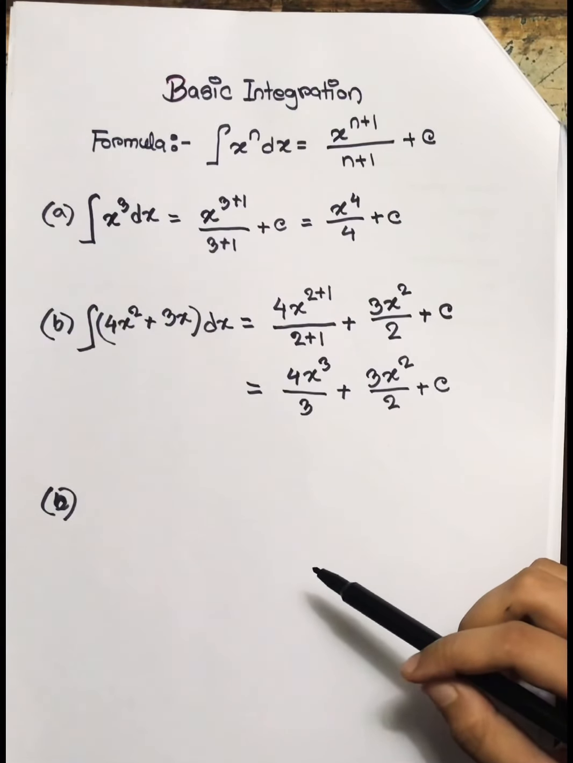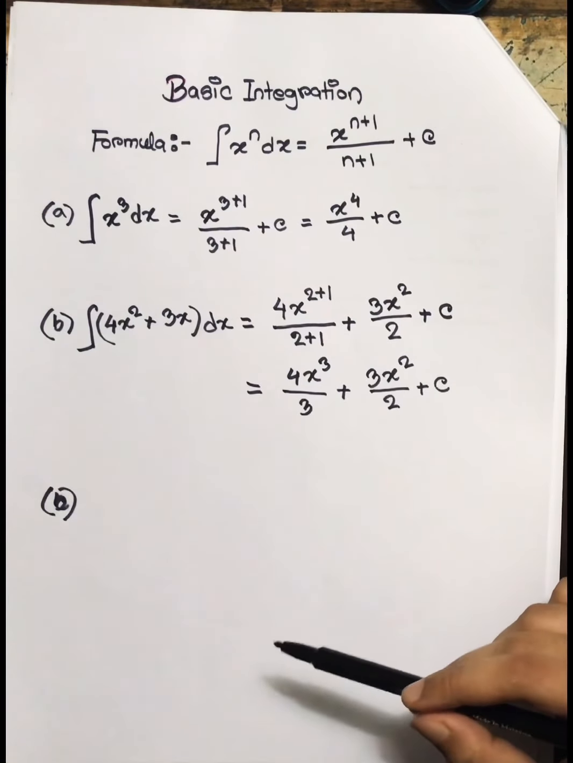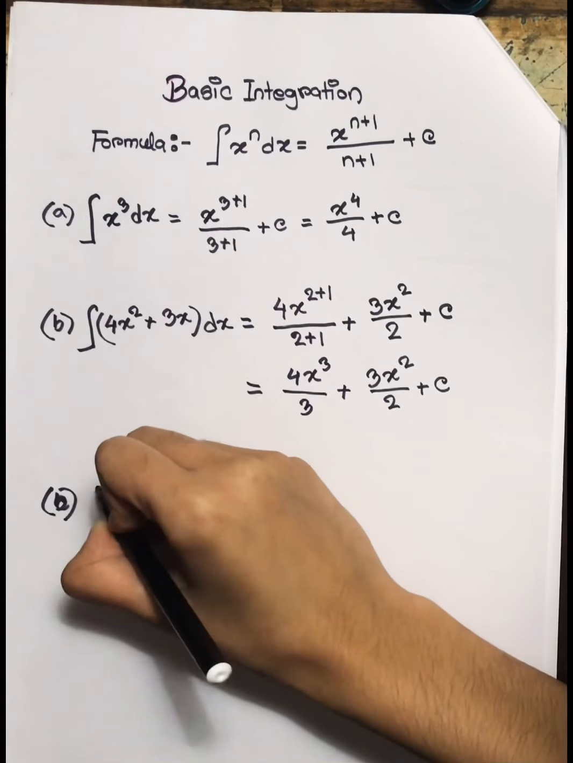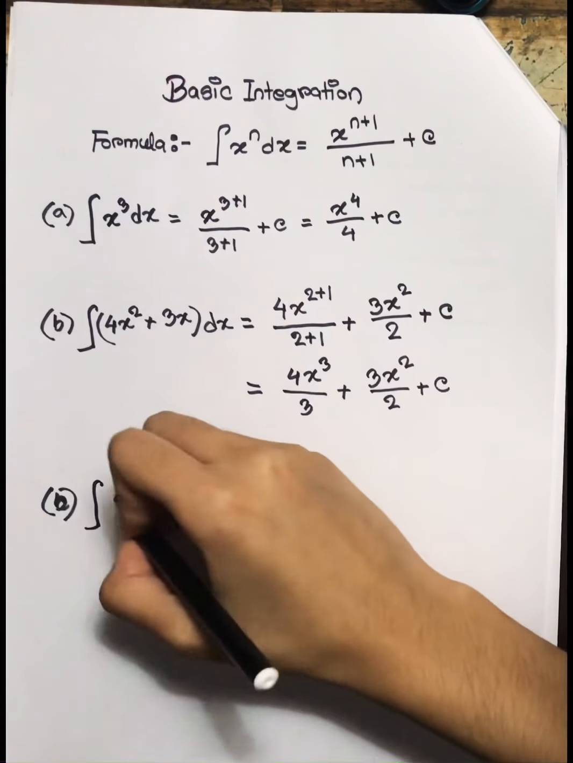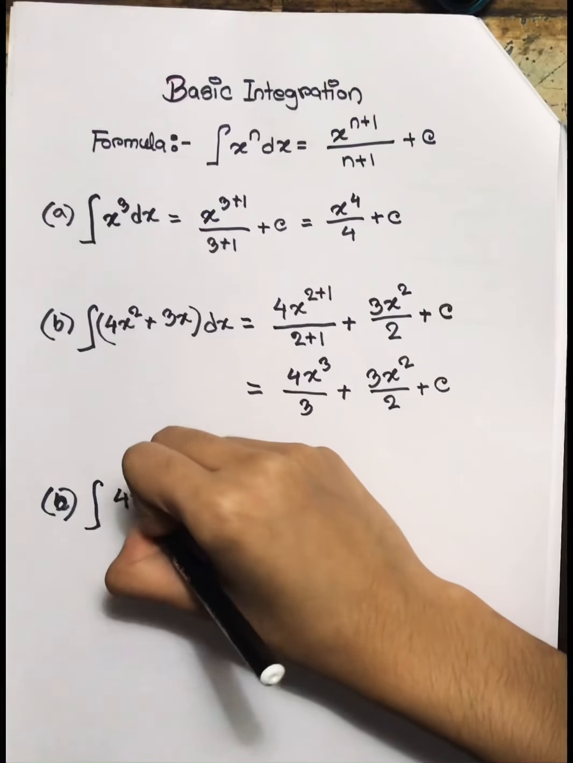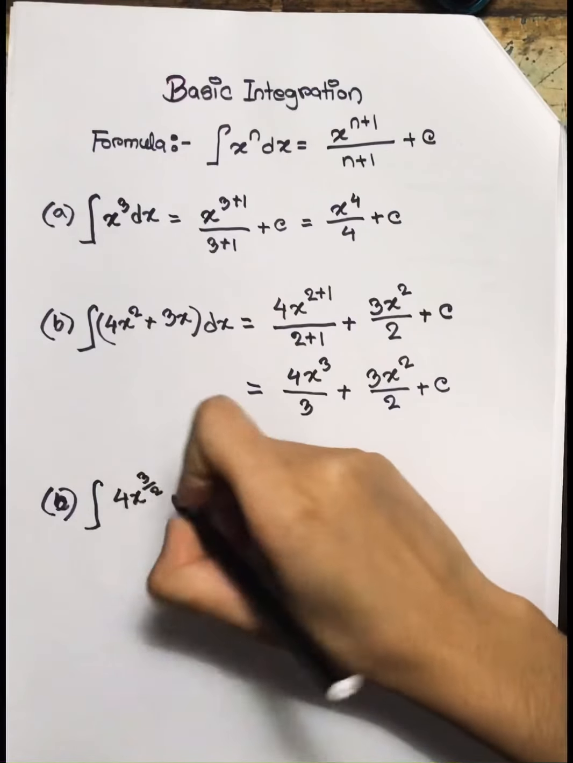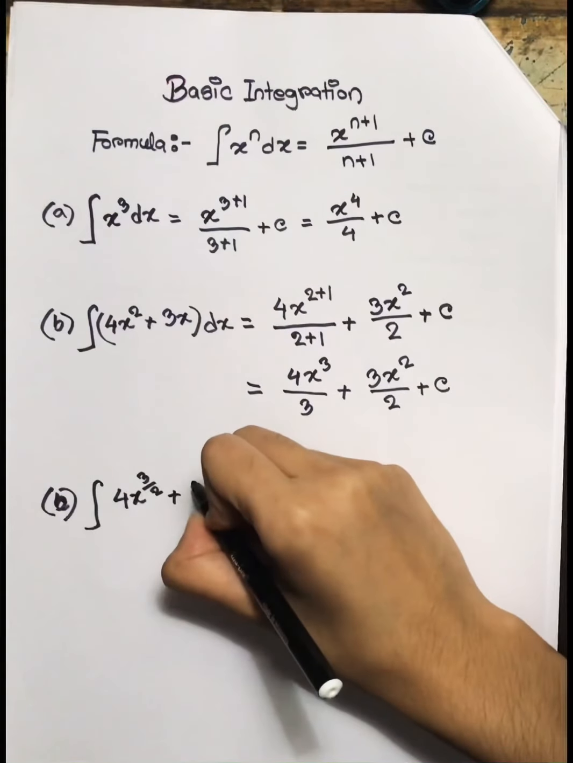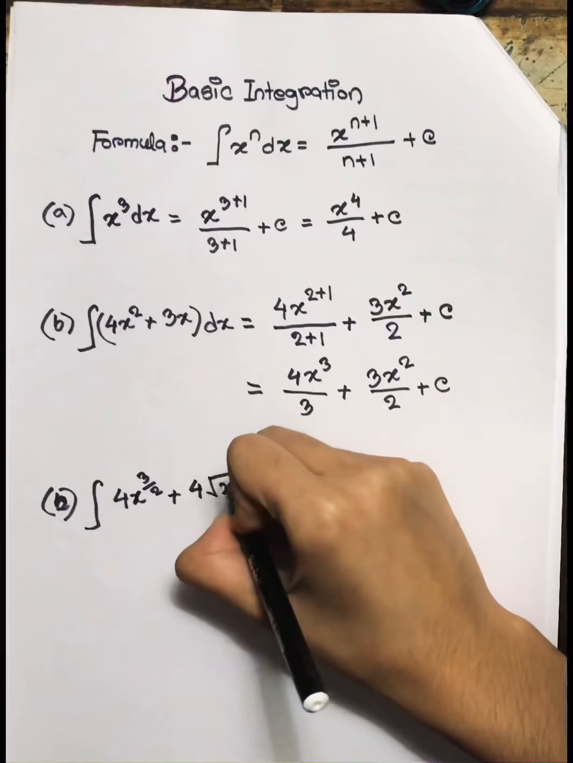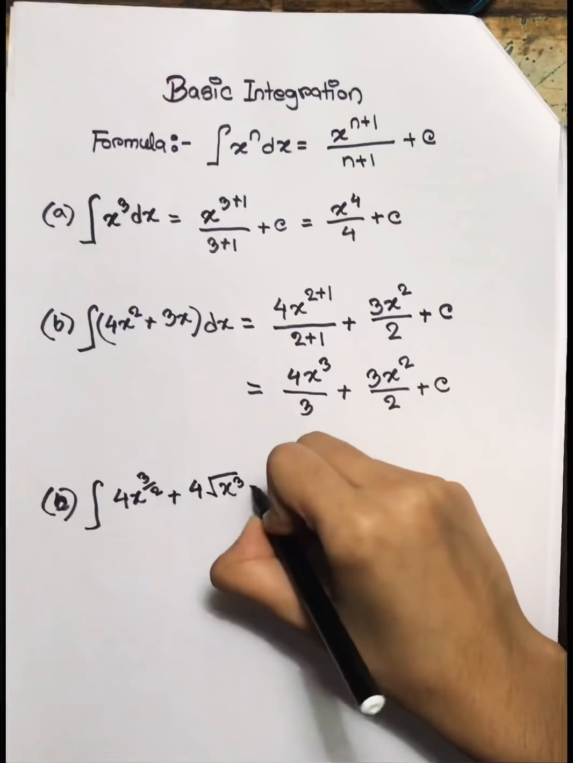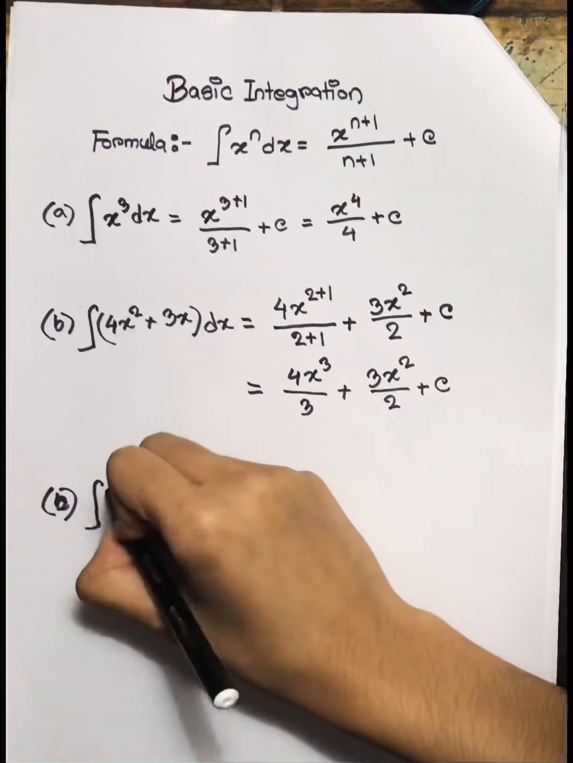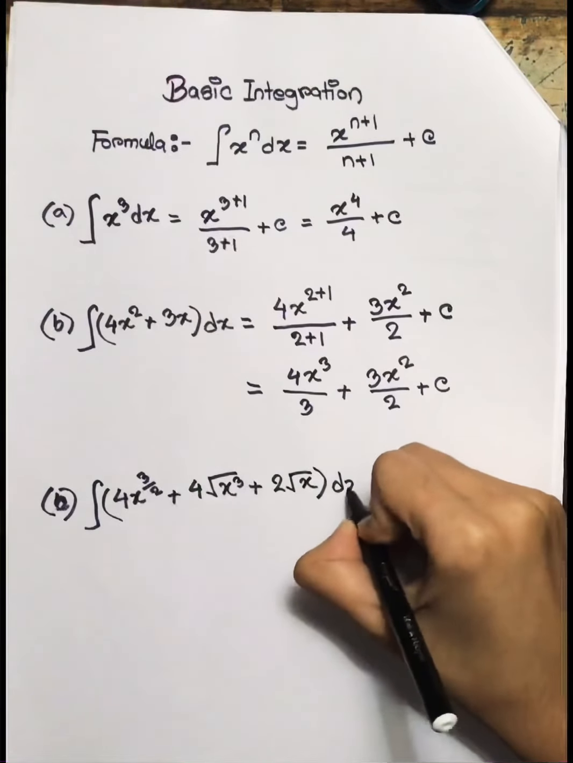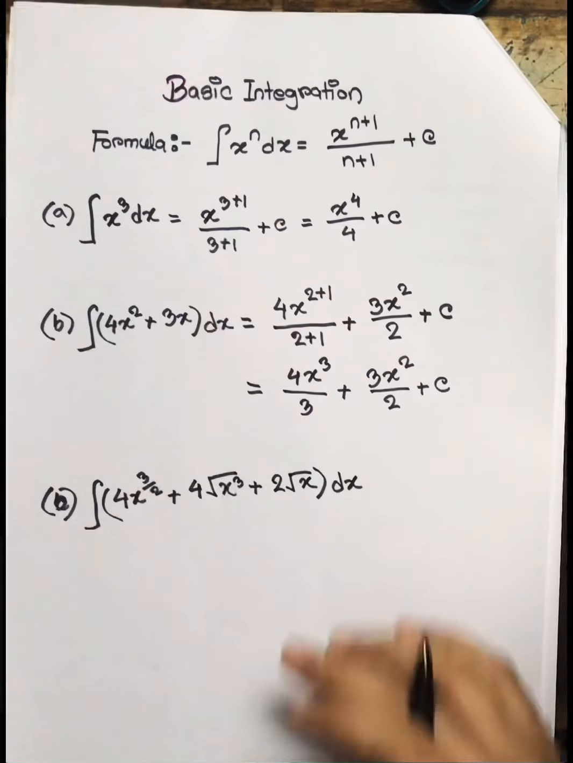So now let us see another example, and now we are going to use a fractional power and let's see what happens. Suppose we are going to take integration of 4x to the power 3 by 2 plus 4 root over x cube plus 2 root over x dx. Now what will be the integration of this problem?